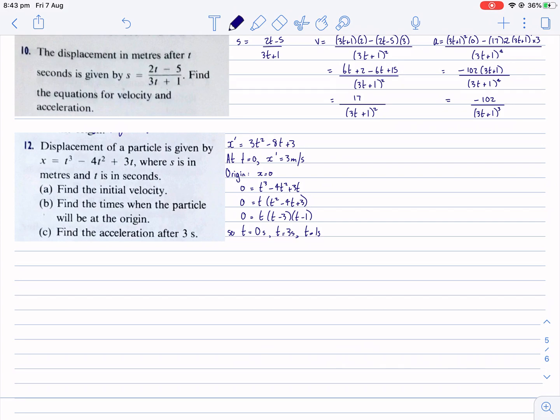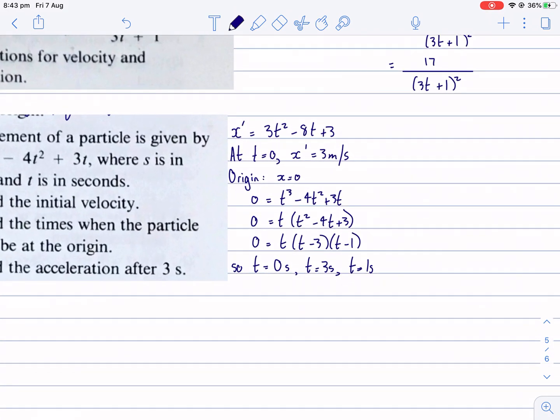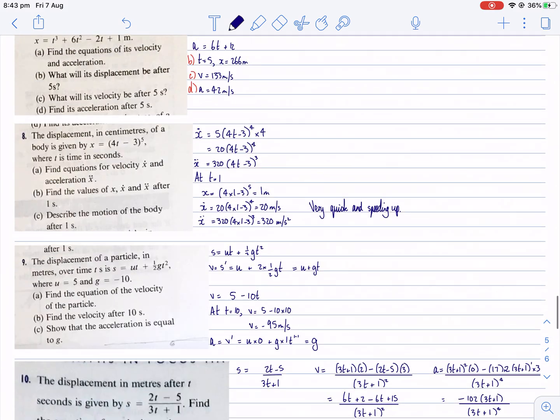And acceleration after t equals 3, so that's x dash dash. That's going to be 6t take 8. So it's going to be 10 meters per second squared. Okay, that's question 12.